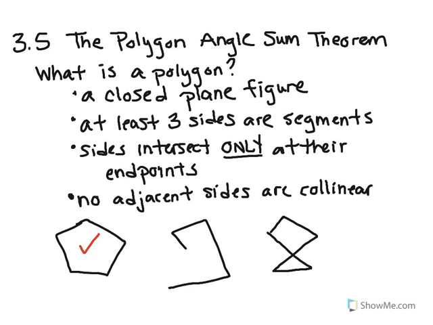The second picture is not a polygon because it doesn't even fit the first description. It has to be a closed plane figure. So this is not a polygon because it is not closed. This would have to be connected in order for it to even fit a polygon definition. The third one here fits the first two criteria, but it fails the third because it says sides intersect only at their endpoints. This is a problem because neither of these places are endpoints, so this is not a polygon either. Alright, let's move on.